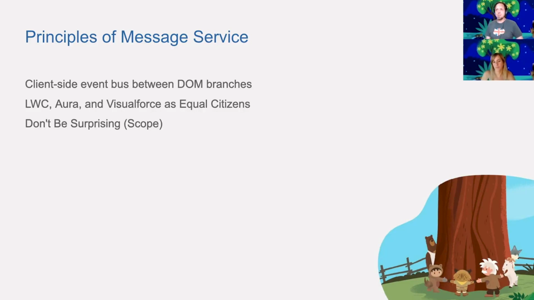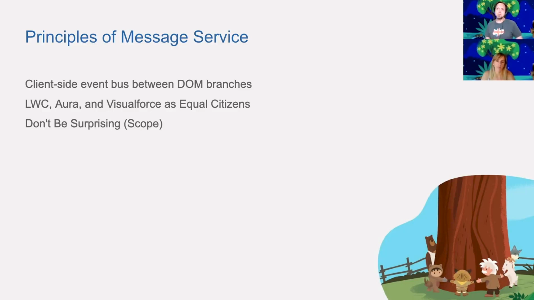So if we look at what the principles of Lightning Message Service are, the first one is a client-side event bus that works between DOM branches. And the second one is equal citizens for Lightning Web Components, Aura, and Visualforce. So that's really the core piece of what Lightning Message Service is.